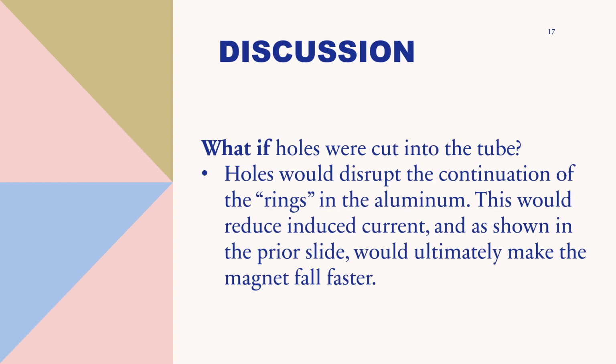What if holes were cut in the tube? Holes would disrupt the continuation of the rings in the aluminum that were used in the simulation to define the tube. This would reduce the overall induced current, and by the logic in the prior slide, would ultimately make the magnet fall faster through the tube.